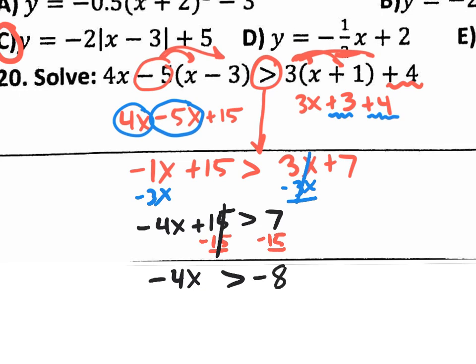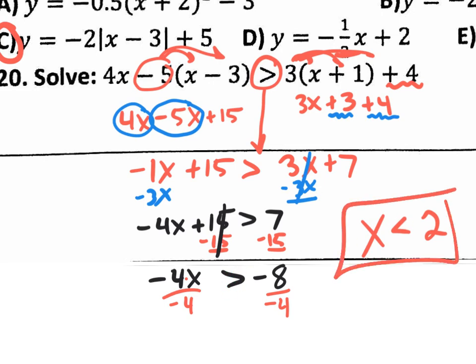Now my final step is to do what? Divide by -4, divide by -4, and yes, we need to flip the inequality symbol. It would be really sad if we get this far and say that x is greater than 2. It's not greater than 2, it's less than 2. Because we're dividing by a negative, we have to flip this inequality into a less than. So there's your final answer right there.